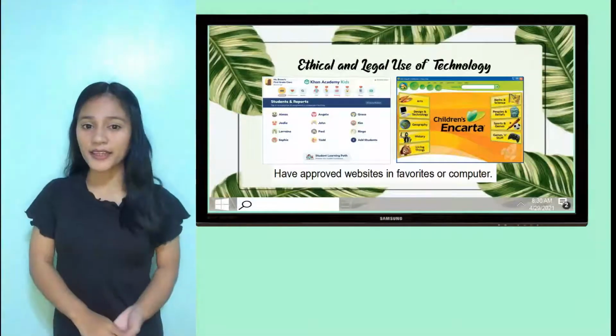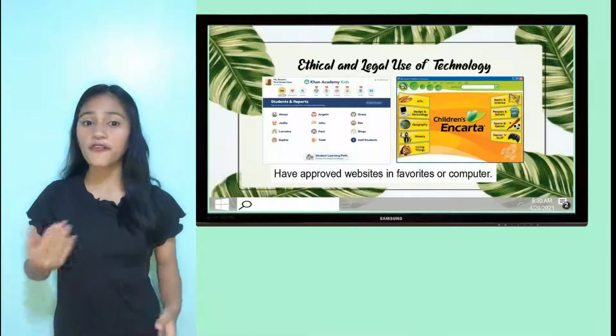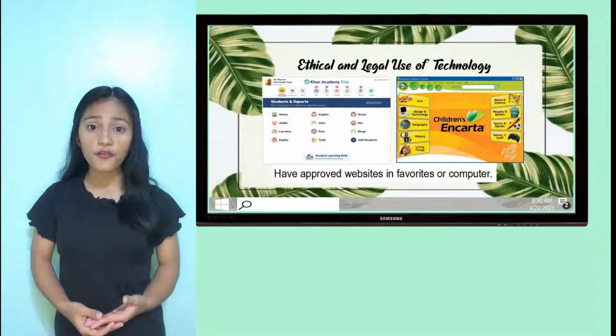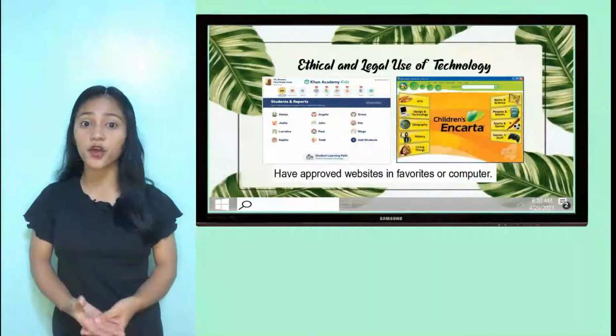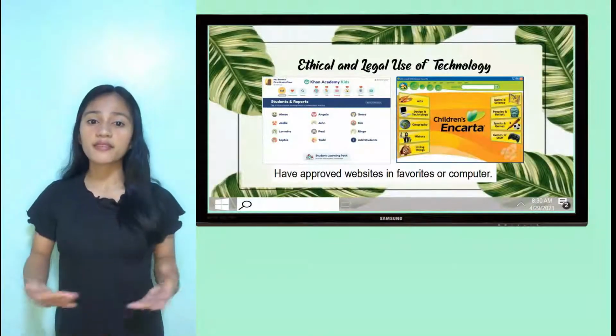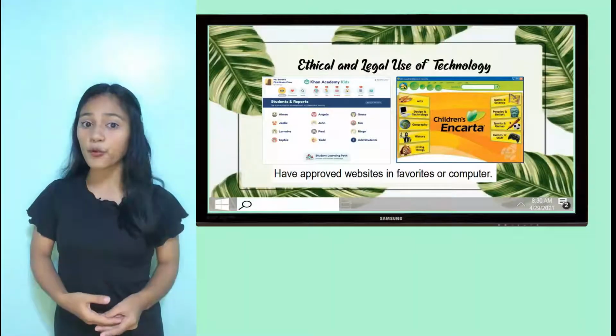The first one in the list is for us teachers to only save in our favorites or in our computer the approved websites, because of course our students will be using the computer, so we must ensure that the first ones they can see in our favorites, or the first ones they can open, are those approved websites.